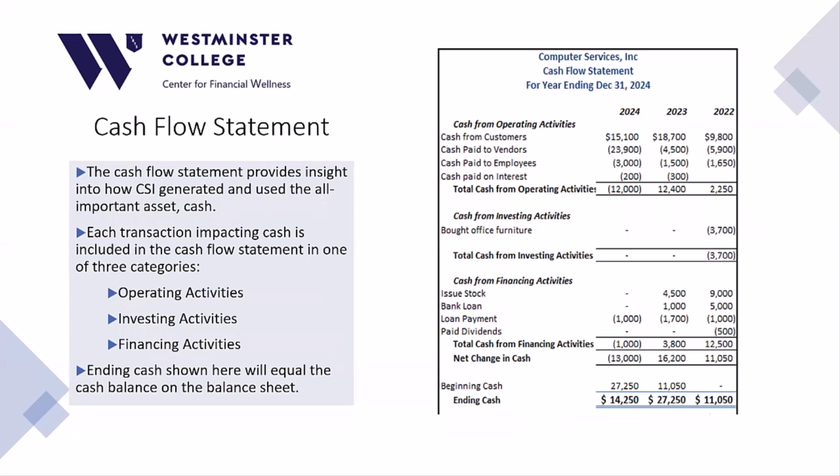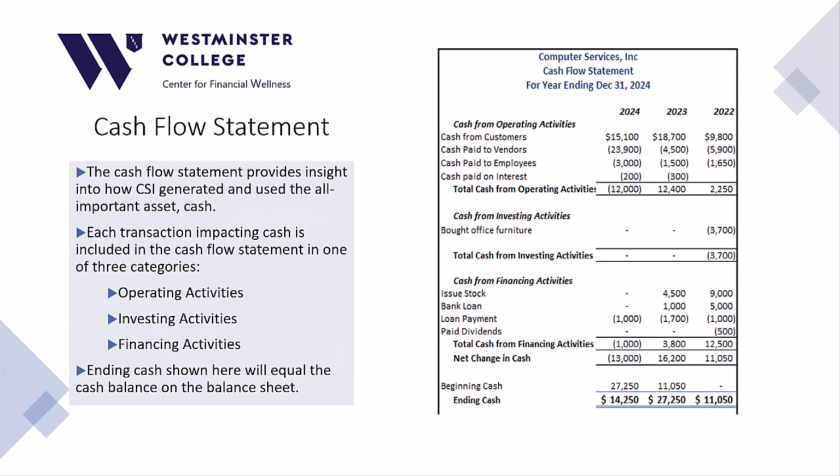This is the cash flow statement. Because cash is such an important asset, analysts and investors like to know where cash is spent and where it comes from. All transactions that impact cash are included in one of three categories: operating, investing, or financing.